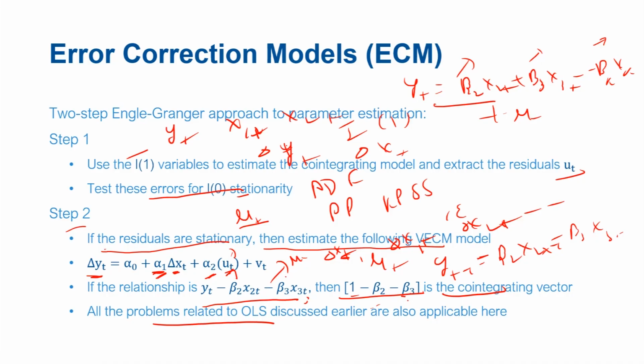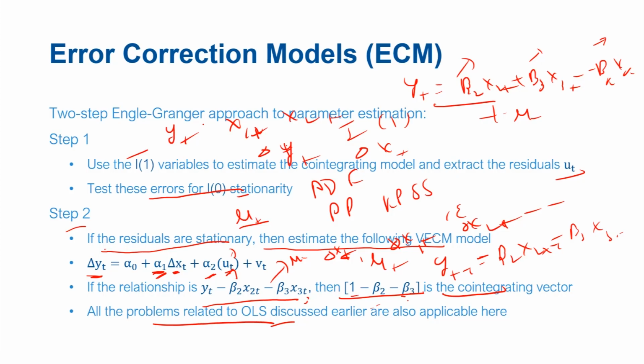However, all those problems that are conventionally associated with OLS, such as autocorrelation, heteroscedasticity, and so on, are also applicable here as well. To summarize this video, we discussed the Engle-Granger two-step approach to estimation of error correction models with co-integrating relationships. In the first step, we found the relationship in the long-term model, and in that long-term relationship, we extracted the residuals and examined them for their stationarity.